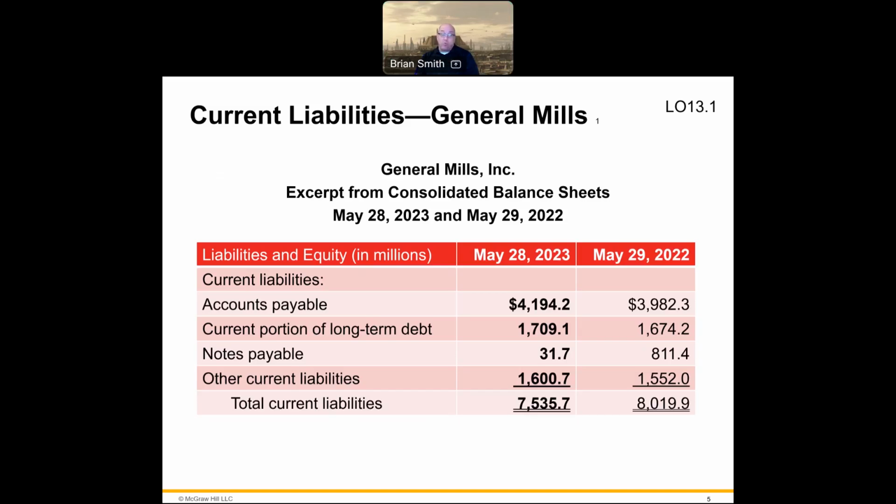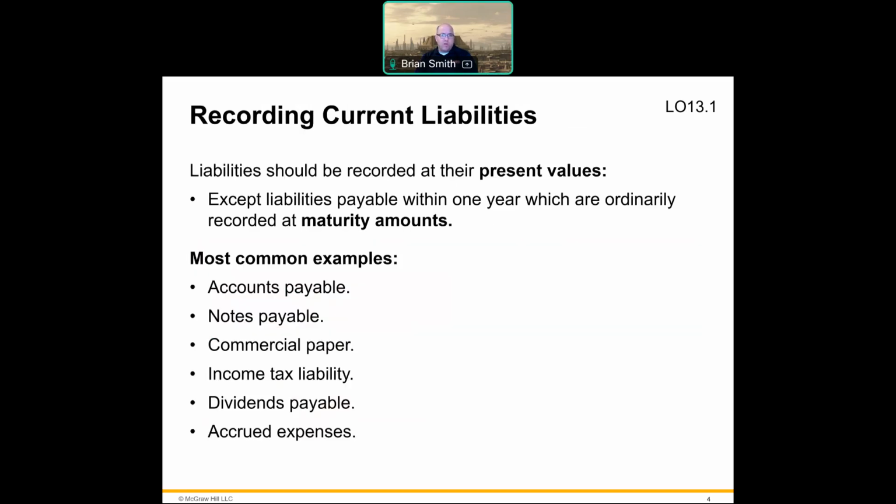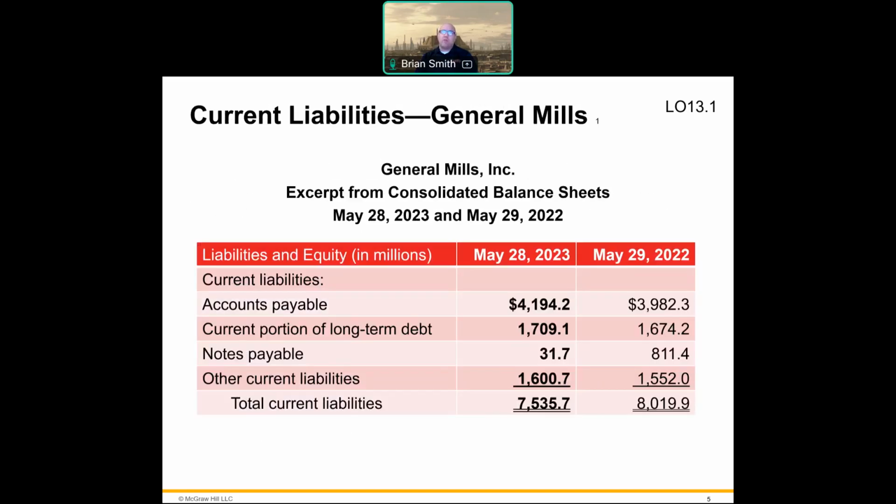You've got your accounts payable and the current portion of long-term debt. Current portion of long-term debt means if you owe money and it's a 5-year loan, you're going to have stuff you pay off in the first year. That's the current portion of your debt that's otherwise classified as long-term. So that's what that means.